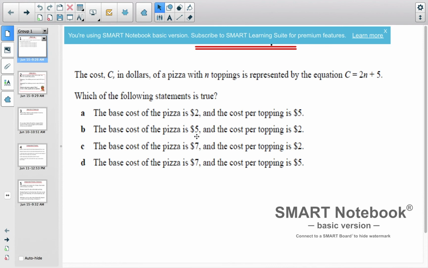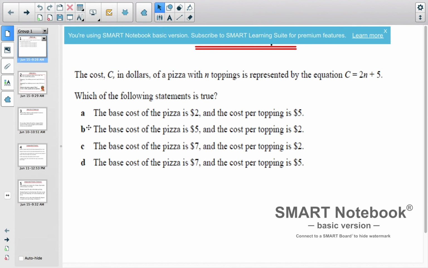The base cost of the pizza is $5, which would be the plus 5 of our equation right here, and the cost per topping is $2. Well, that makes sense, because I have a 2 right here and a 5, and it would be 2 times the number of toppings I decide to get. Let's say on Monday I go get pizza and I want 3 toppings. It would be 2 times 3 for the toppings, plus the $5 for the pizza itself. But next month I decide I want only 2 toppings. It would be $2 times the number of toppings, which is 2, plus that $5 for the pizza.